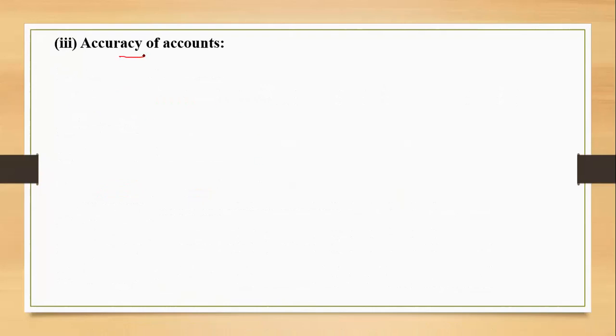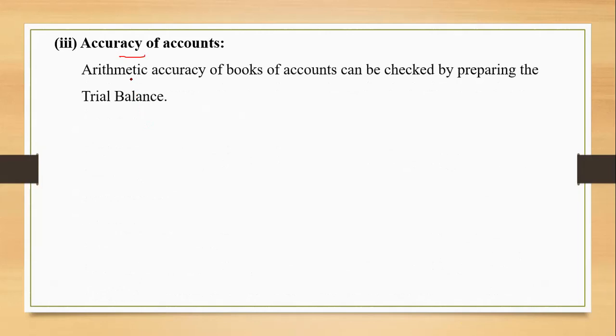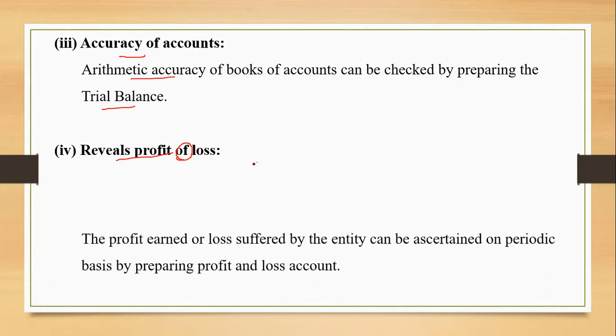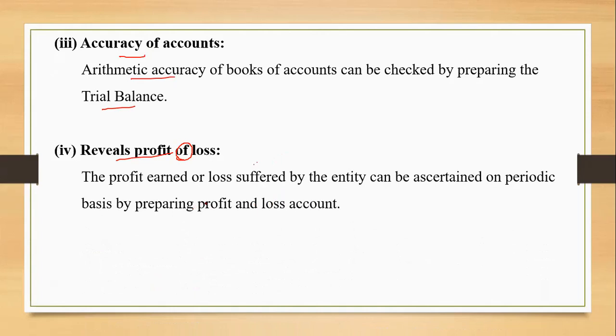Accuracy of accounts is the third advantage. Over here, the arithmetic accuracy can be known by preparing the trial balance. Fourth, it reveals profit and loss. Which account tells us the profit or loss? I have been asking you for two days now. Which account will let us know the profit or loss of the business entity? It is the profit and loss account itself. The balance sheet will reveal the financial position. The profit earned or the loss suffered can be ascertained by preparing the profit and loss account.